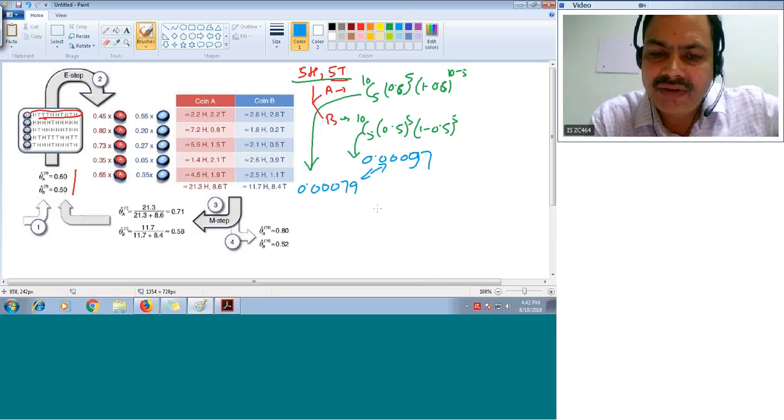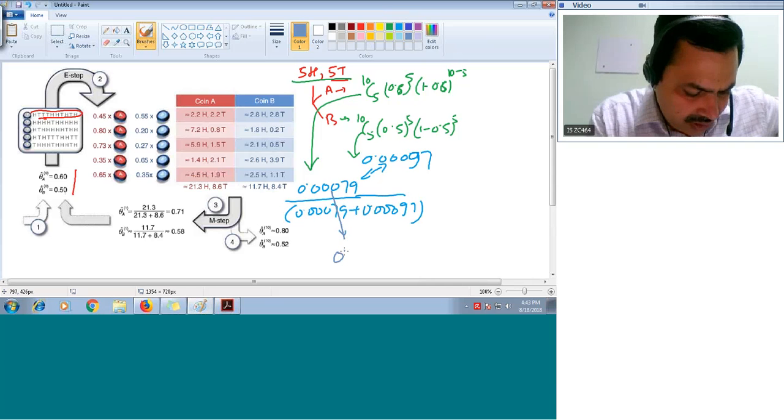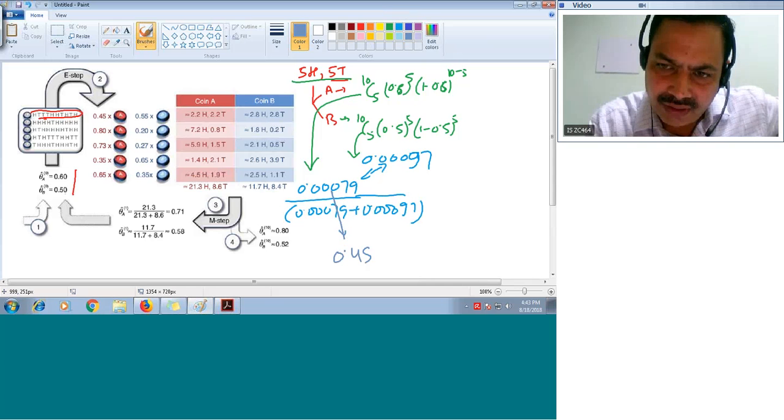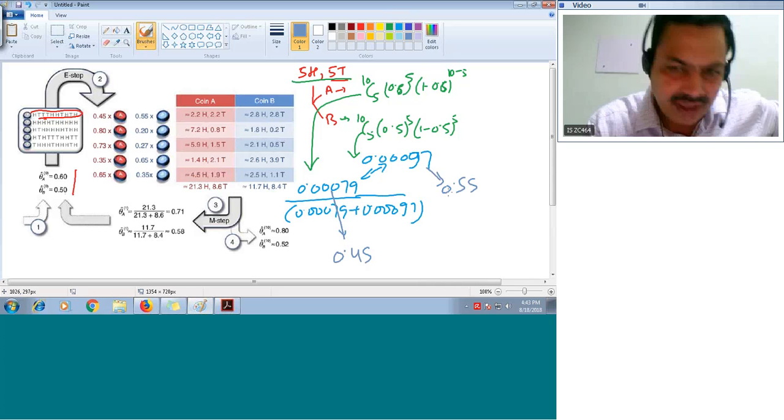So we can normalize the probability: take this first one and divide by 0.00079 plus 0.00097. Similarly, you can use this denominator to divide the second one also. If you do this, the first value becomes 0.45 and the second value becomes 0.55. Okay, so these are the two values that you get.